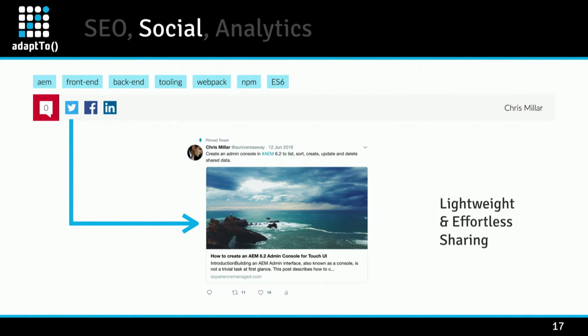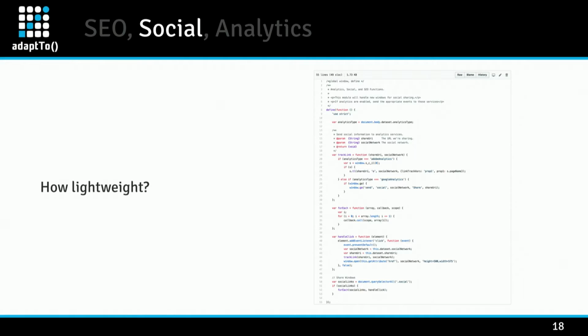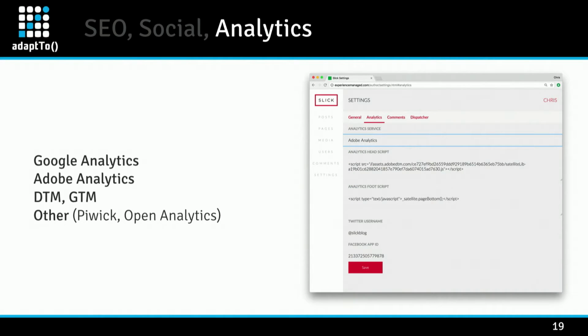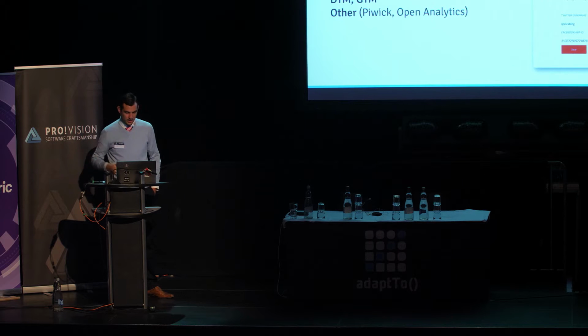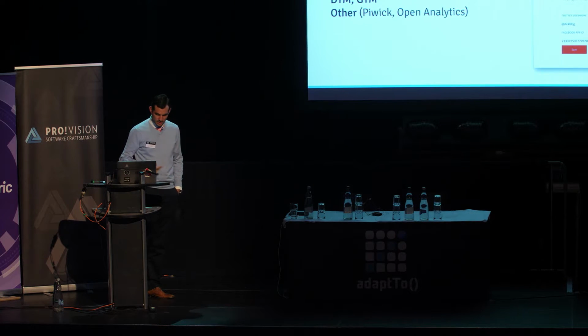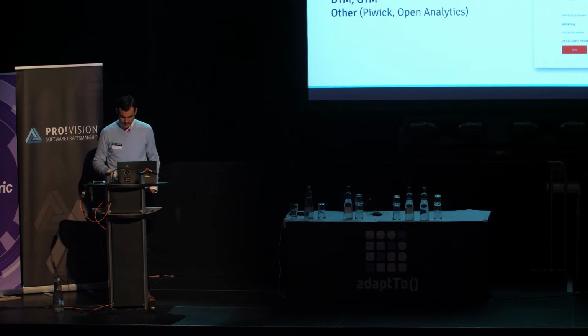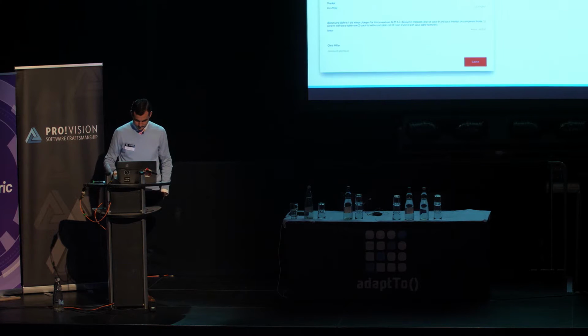It's super, super lightweight. It's effortless. How lightweight? It's about 55 lines of code to support those three, and it just pulls up a new tab. It actually sends some event data if you have analytics. So again, analytics support: Google Analytics, Adobe Analytics, DTM, GTM, and then of course open source analytics are supported. You basically just select the analytics service you want to use, you add your script, and you're done. Of course, if you do want to support your Facebook app ID, that's there too.